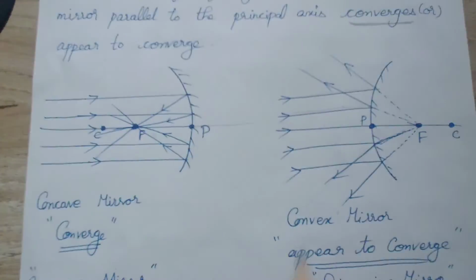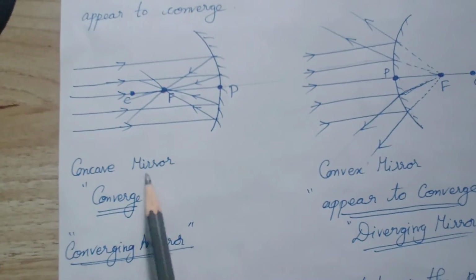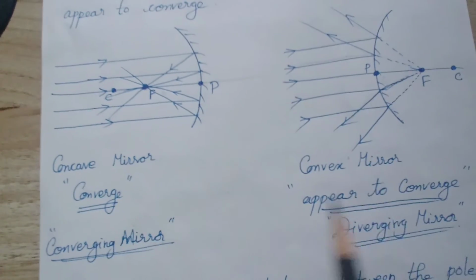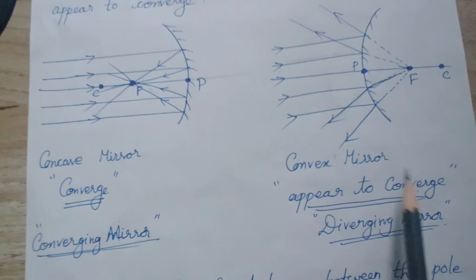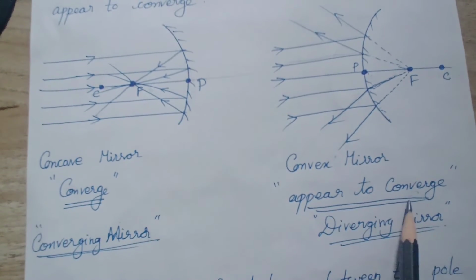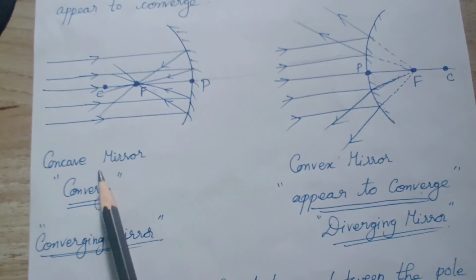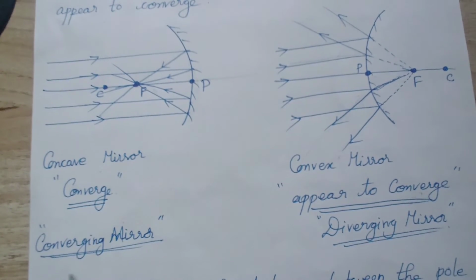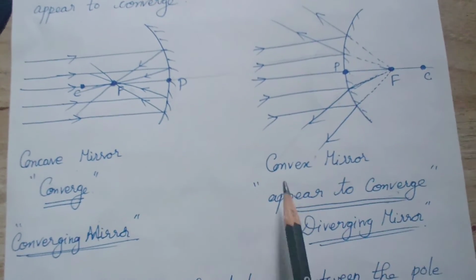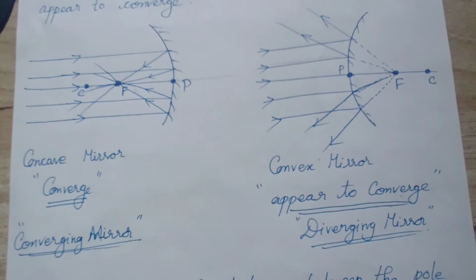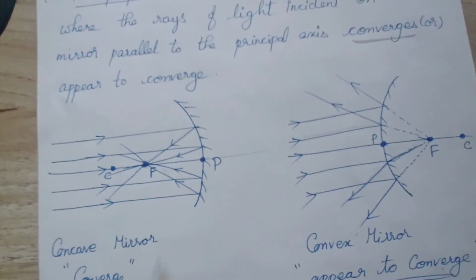Clear? Here, it is a concave mirror. It converged. In the convex mirror, it appears to converge; it is actually not converging. Since the rays converge here, the concave mirror is otherwise called a converging mirror. Here the rays are diverted, so the convex mirror is called a diverging mirror. Clear on this? I'll repeat once again.